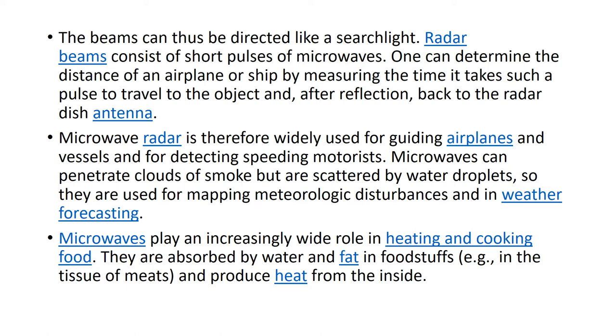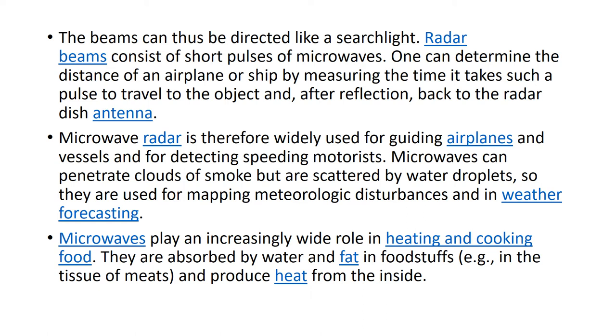So microwave beams are always directed like a searchlight, and microwave beams are also called radar beams because they consist of short pulses of microwaves. So one can determine the distance of an aeroplane or ship by measuring the time it takes. It means the radar emits microwave radiation, and the microwave radiation takes some time to travel, and after striking the object it reflects back towards the receiver, the radar dish antenna. So by using this process, one can determine the distance of an airplane or ship.